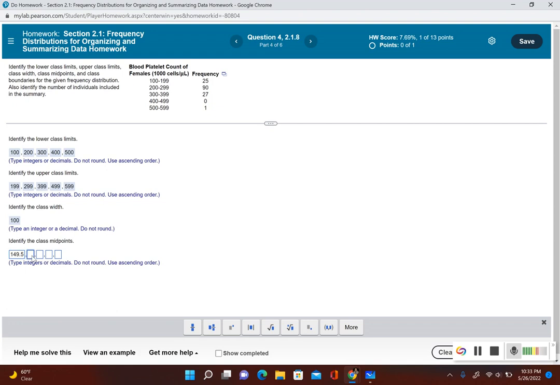Now to find the next class midpoint, you could do something similar with the second class, add 200 and 299 and then divide it by 2. Or what you can start doing is just add the class width each time. So if I add the class width to 149.5, I get 249.5, so I just added 100, then add 100 again, so I get 349.5, then add 100 again, I get 449.5, and then I get 549.5. Now I have my class midpoints.